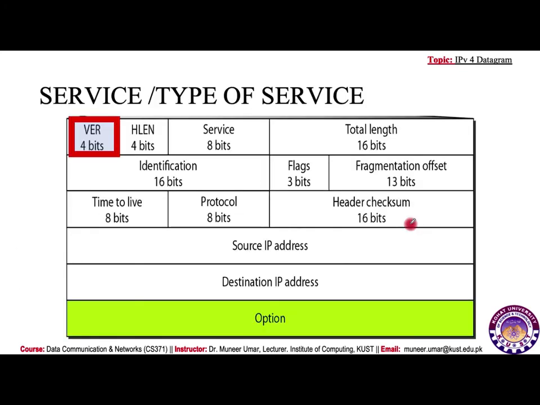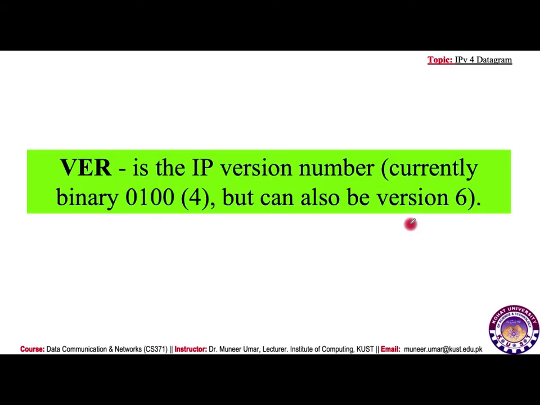First, version, which is of 4 bits. The version is the IP version number. Currently, we are using 4, so its value would be 0100, which identifies 4, and it can also be version 6, which can be identified by 0110. So the possible values for version can be either 0100 or 0110.